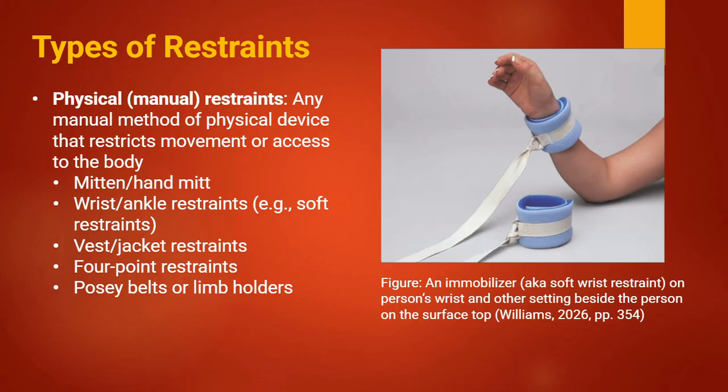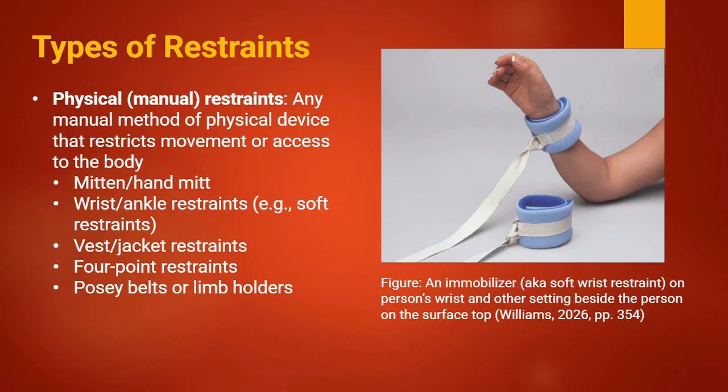Let's take a closer look at the different types of physical or manual restraints used in healthcare settings. A physical restraint is any device or method that restricts a patient's movement or access to their body and that the patient cannot easily remove on their own. These devices are used only when less restrictive interventions have failed and when necessary to protect the patient or others from harm. One common example is the mitten or hand mitt restraint.